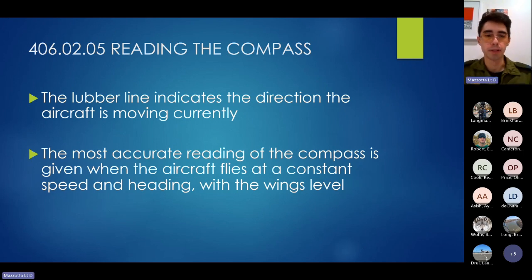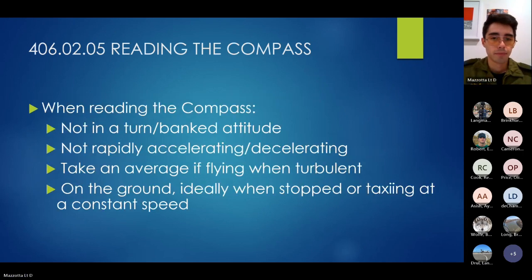Hopefully that makes sense. Pretty straightforward, right? Like I mentioned earlier, don't read it in a turn. So when reading it, not in a turn or a banked attitude, not when you're accelerating or decelerating. And if you're flying in turbulent air, just try and take an average reading of what it's saying. And while you're on the ground, do it while you're either stopped or taxiing at a constant speed. Especially if you're taxiing and you're about to turn, as you turn, the compass is also going to turn as well. So just be mindful of that.